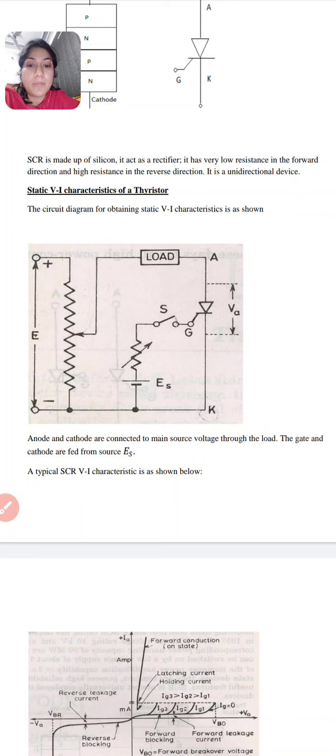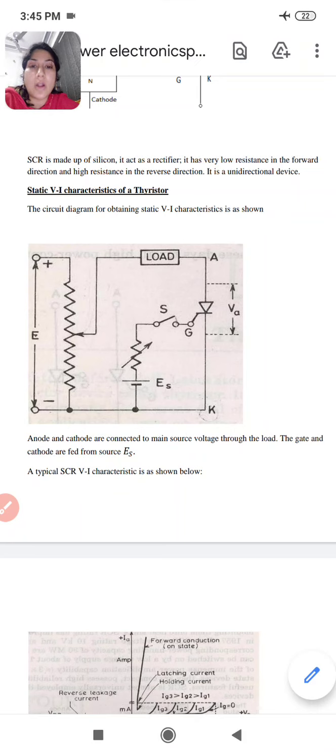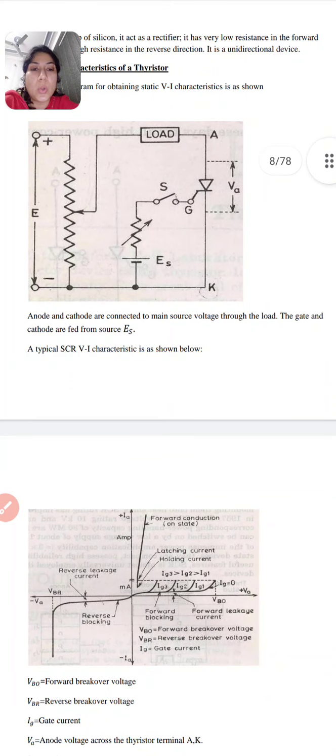We know that in a diode, when we apply positive at the anode and negative at the cathode, it automatically starts conducting. But this is not the case with a thyristor. We have to trigger the gate also. Anode and cathode are connected to the main source voltage through the load, and the gate is fed by some DC voltage source, suppose ES.